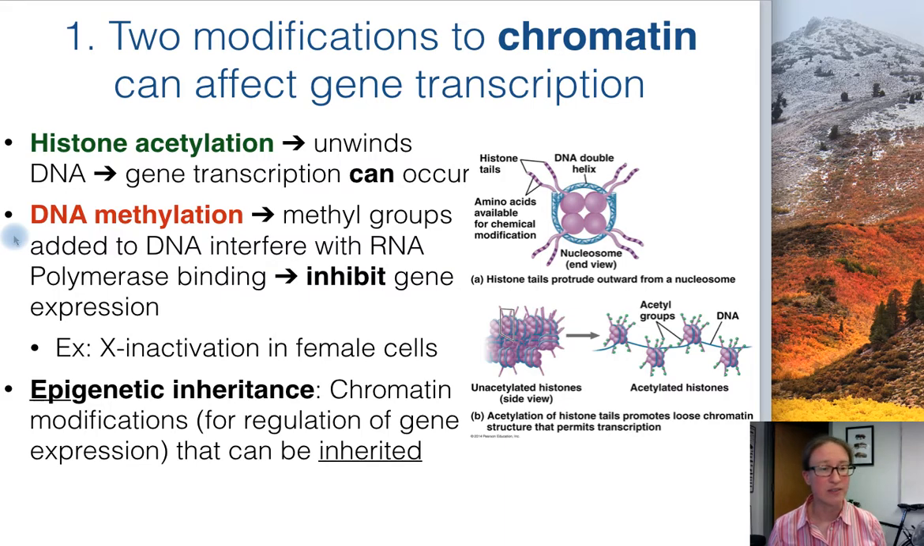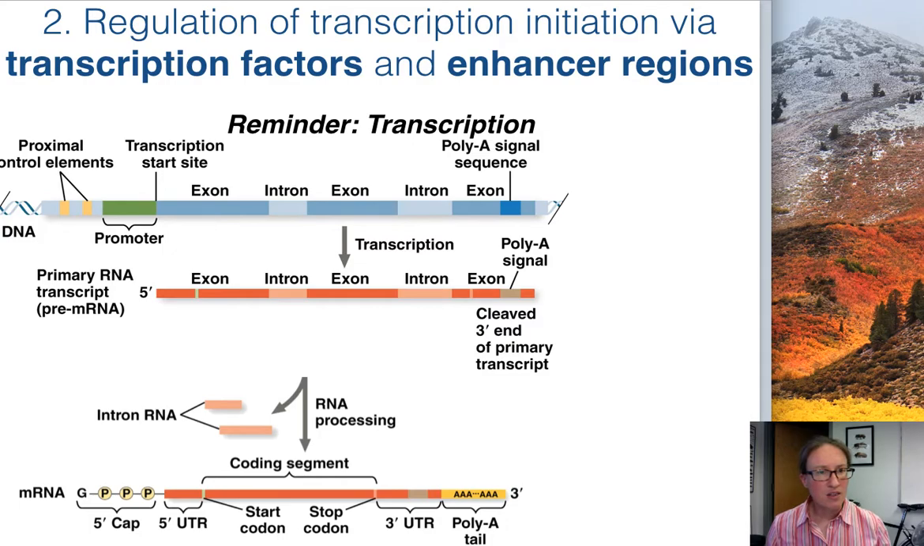So epi meaning outside of genetic. So these chromatin modifications can be passed on, which is really a profound shift in our thinking away from thinking about inheritance happening strictly through DNA. Turns out it doesn't. So that's modifications to DNA.